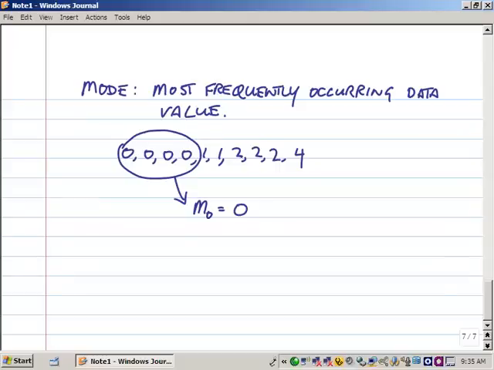Alright. What we'll do now is to also talk about measures of variation for raw data.